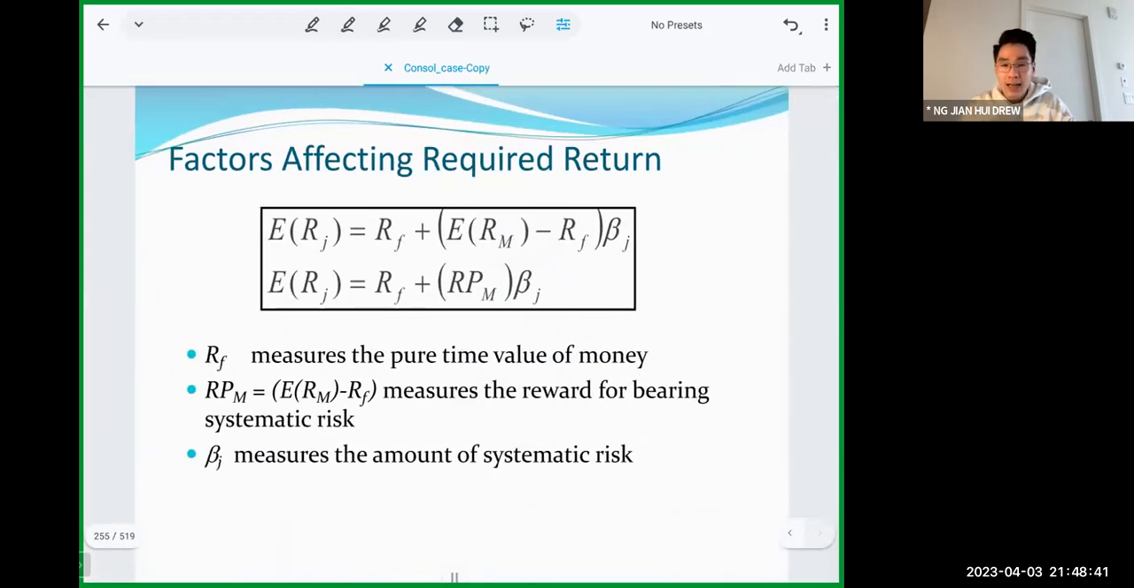Before we move on to the last problem or last workout solutions, do we have any questions regarding this CAPM model? How to apply it, how to use it, components of it?